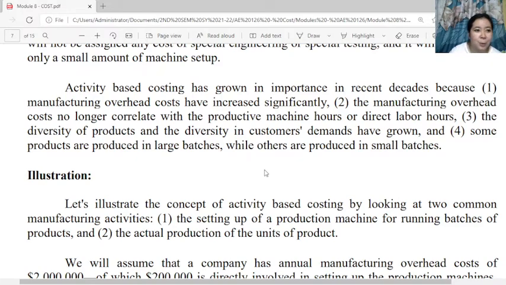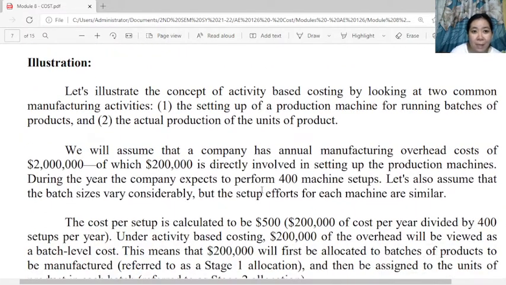Okay, so to understand better the concept of ABC, let us take this illustration. We have here two common manufacturing activities: the setting up of a production machine for running batches of products, and the second is the actual production of the units of product. So we will assume that a company has annual manufacturing overhead cost of 2 million, and out of that, 200,000 is directly involved in setting up the production machines.